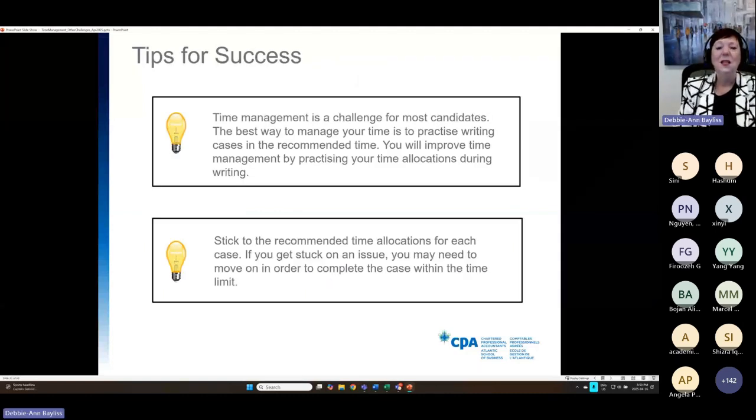So what are the tips for success? Time management is a big challenge for most candidates. And the best way to manage your time is to practice writing the cases in the recommended time. Okay? Practice, practice, manage your time. Stick to those recommended time allocations. You've got to stick to it.